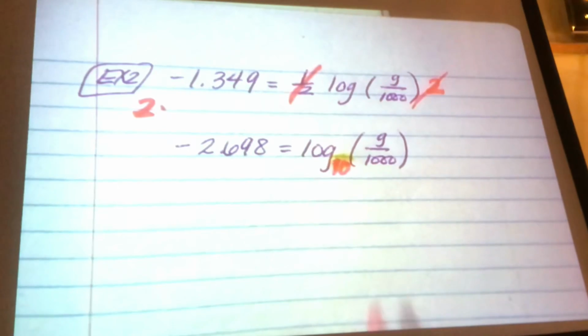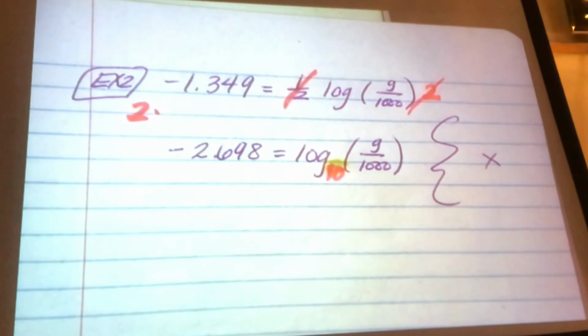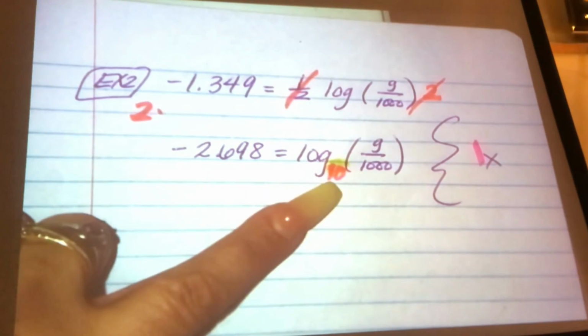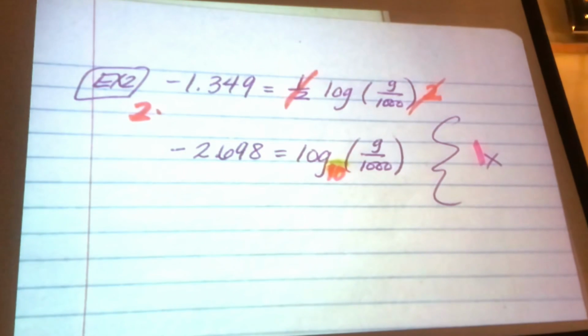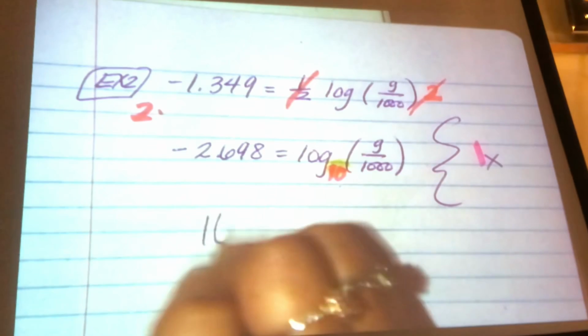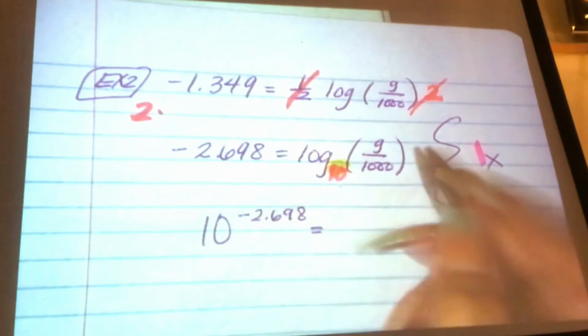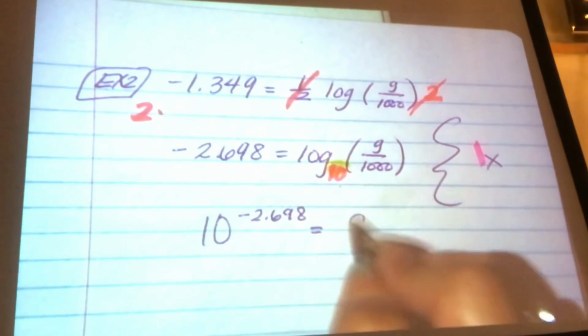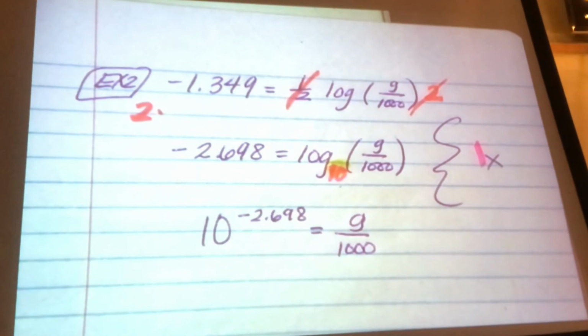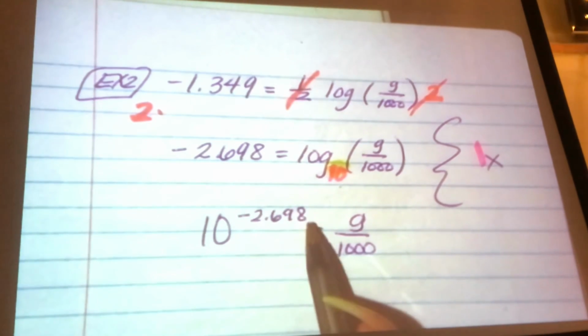It's kind of like when we first learned variables, remember? They would just put x. What number is in front of that x? 1. It's the same idea. It's understood that a log base 10 is the same thing as not putting anything there. So how would I rewrite this? 10 to the, who piggybacks who here? 10 to the negative 2.698 equals what? G over 1,000. Well, 10 to the negative 2.698, let me give you 5 seconds to put that in your calculator, please.